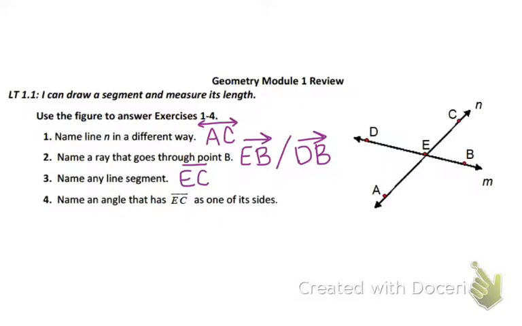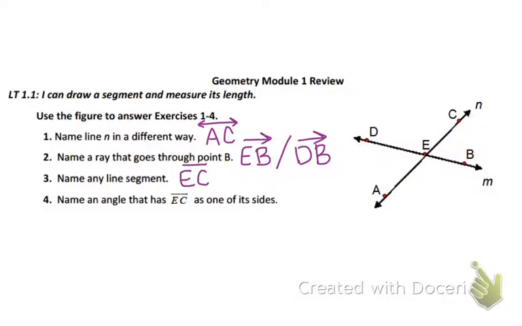Now notation for line segment, you just put the line above it. But you have lots of line segments, so I just did EC. You could also have AE. You could have DE, you could have EB, you could have AC, DB, EA, lots and lots of different answers that you could have for naming the line segment.